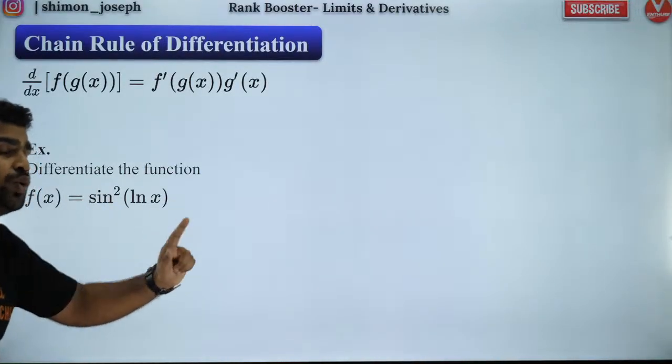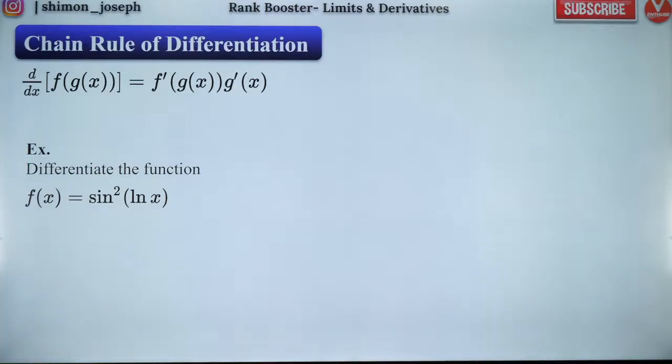This is called the chain rule. And many people make mistakes here. Chain rule is also very important.